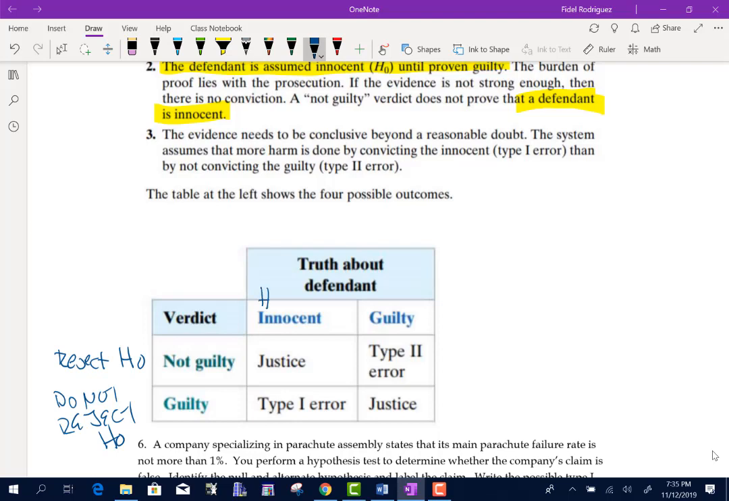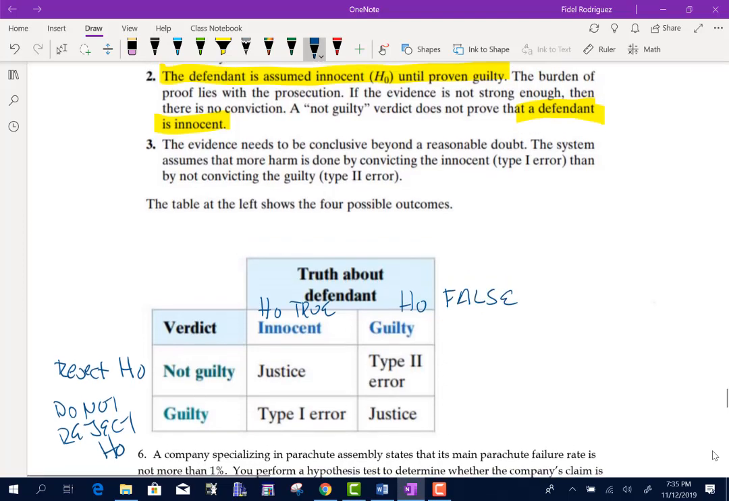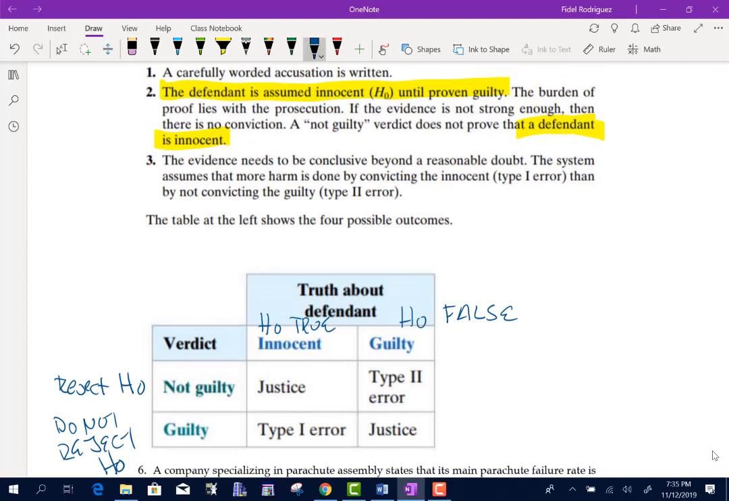Innocent is that the H0 is true, okay? And guilty is that H0 is false, right? And guys, just to give you an idea, what is my H0? What's my null hypothesis? In this particular case with the guilt type thing, the H0 is that I am what? I circled it up here for you. I'm innocent, right?